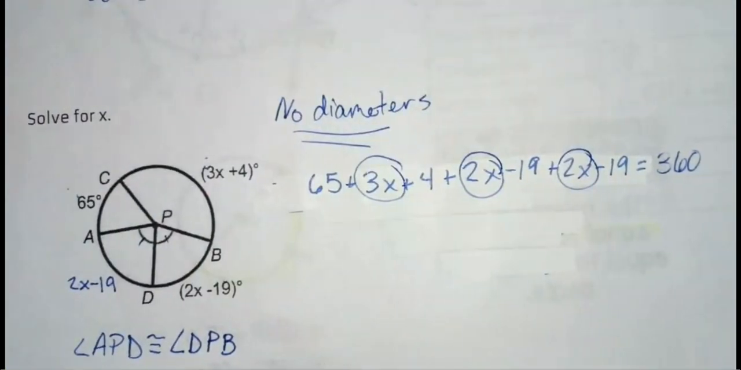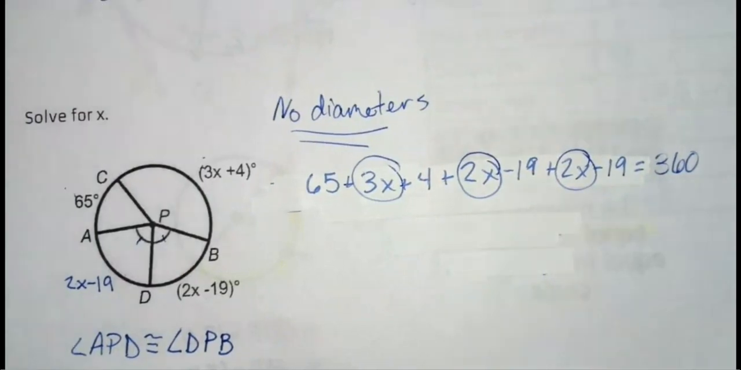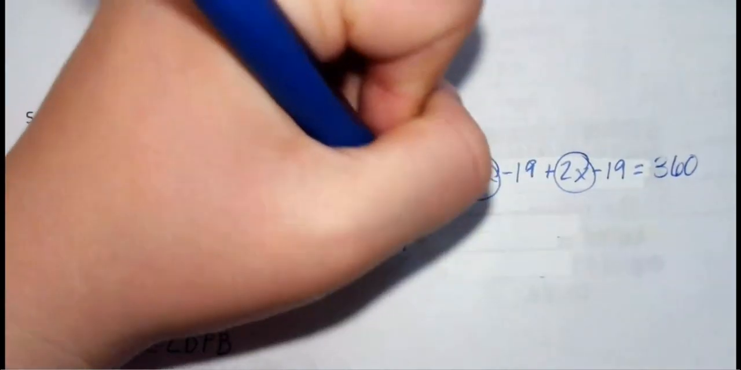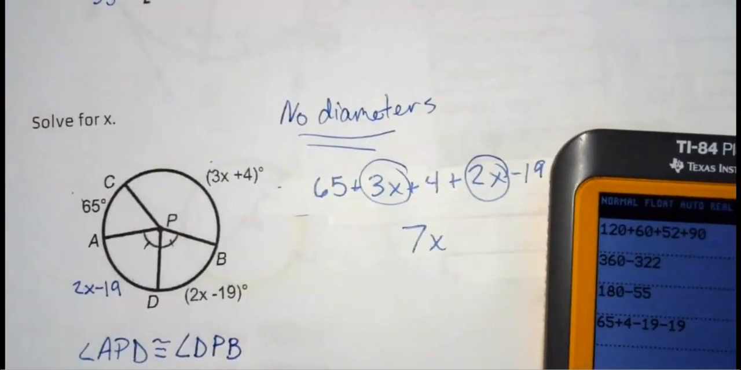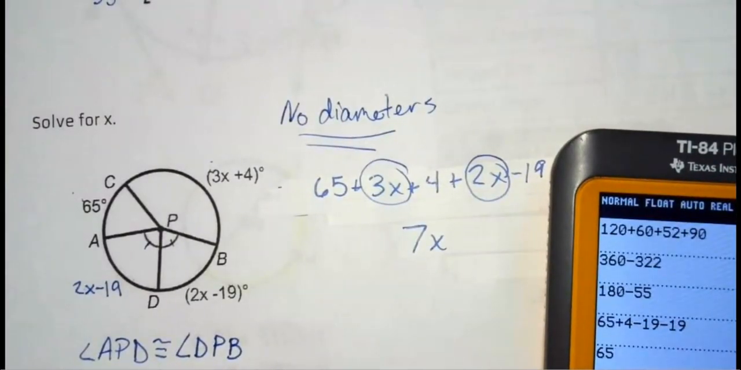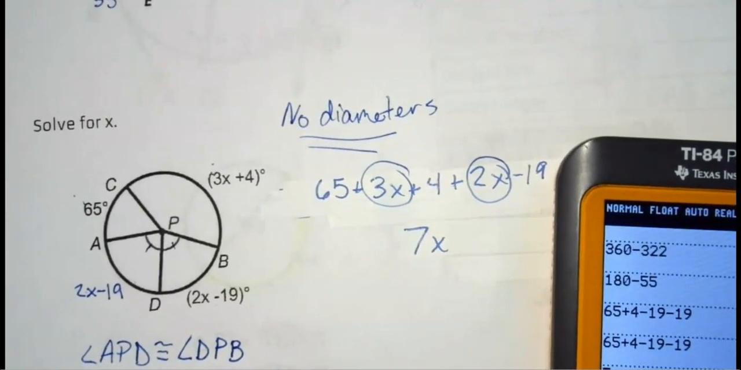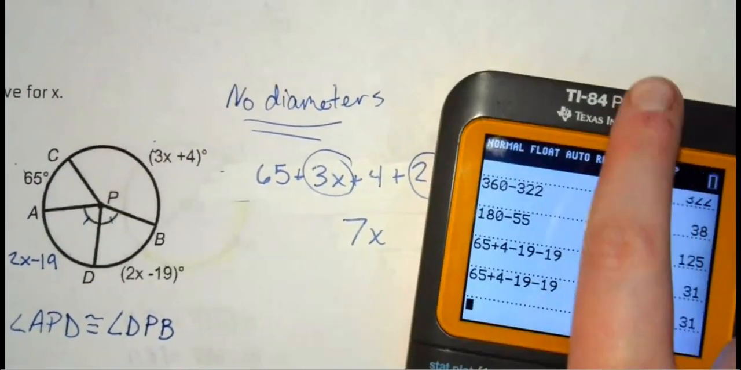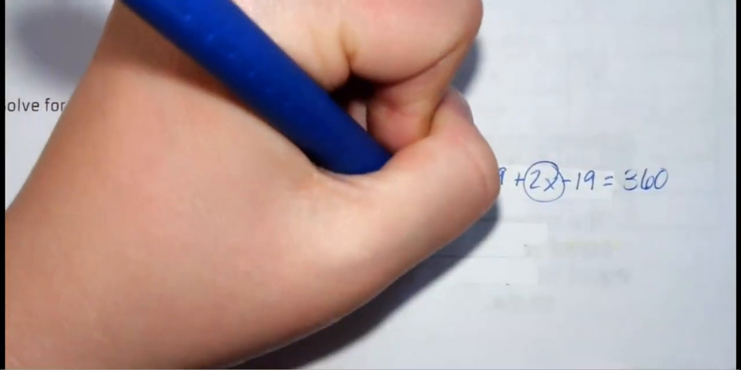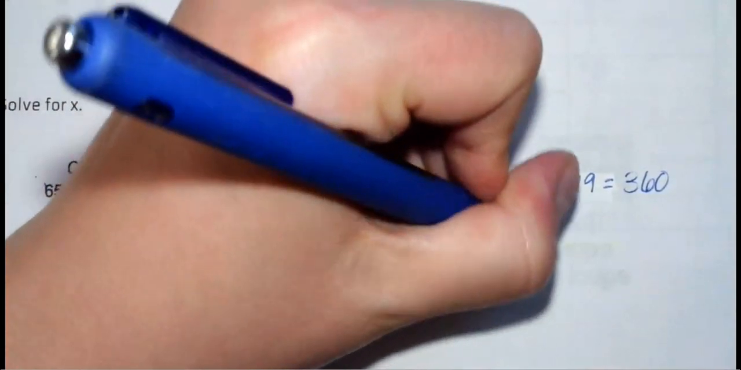And I'm going to take my 2x, and 3x, so these, add them all up together. I get 7x. And then take these numbers, 65, 4 and 19. And that actually was correct, I think. 65, 4, and 19. So minus 31 equals 360.